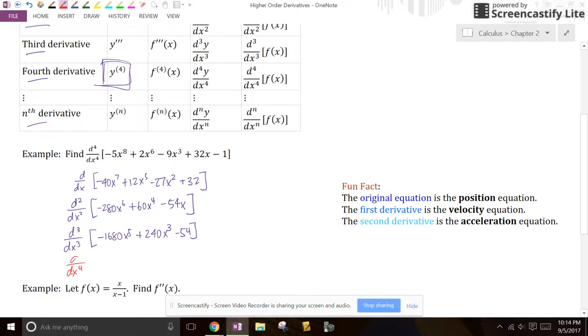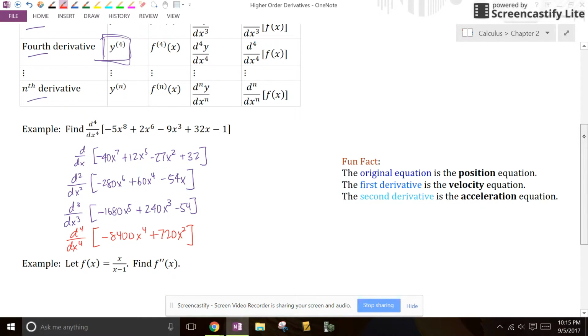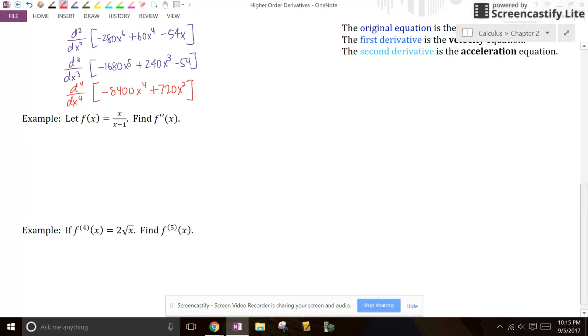Actually, I don't need the parentheses there because you've got that d, and nobody would think anything else of it. If I'm going to figure out this fourth derivative, I have to do 5 times 1680, ouch, which is negative 8400x to the 4th plus 720x squared. And there is your higher order derivative, or in fact, your fourth derivative of the original problem. So we took 4 derivatives there, all derivatives of derivatives, and those are higher order derivatives. All of them are, but we were looking for a specific one.